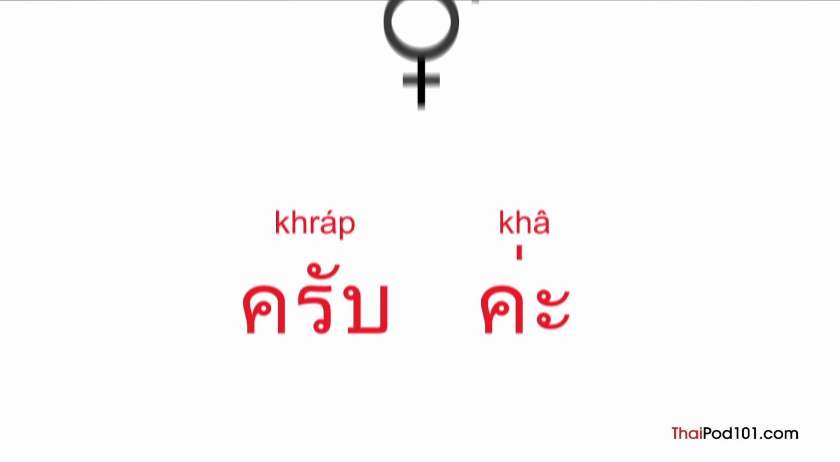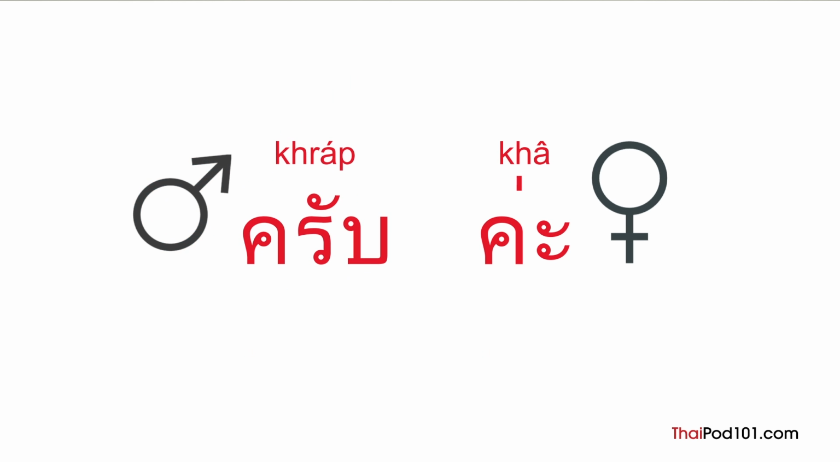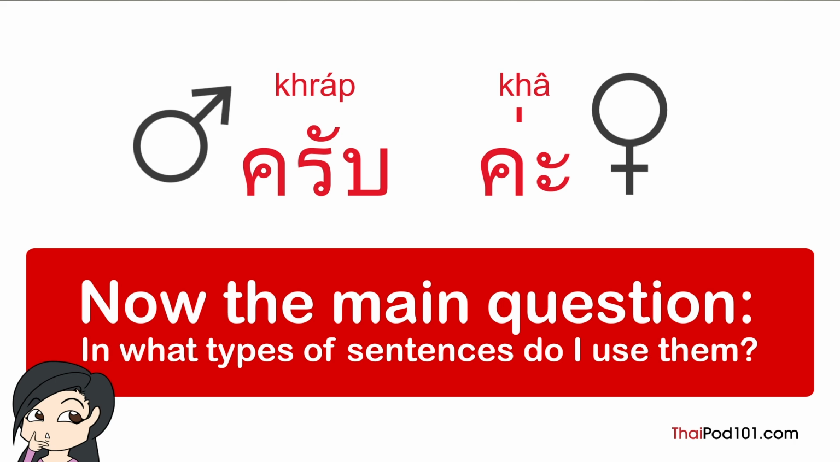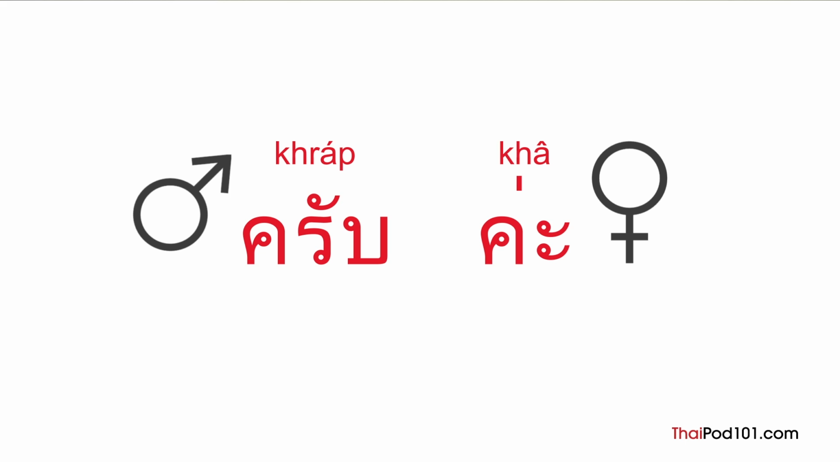These two particles are gender specific, male and female. This means if you are male, you end your sentences with krap. If you are female, you end your sentences with ka. Simple and easy, right? Now the main question, in what types of sentences do I use them? The answer is, you can use these particles in most sentences in Thai.